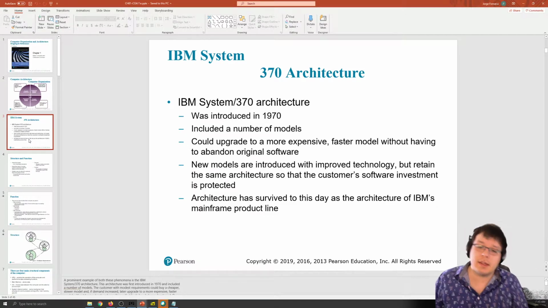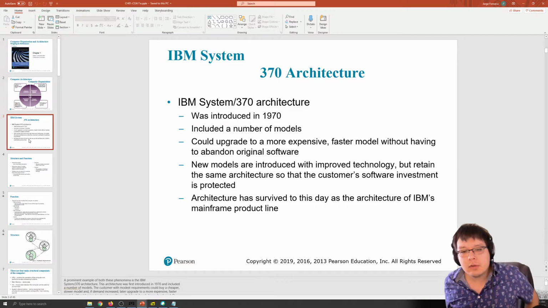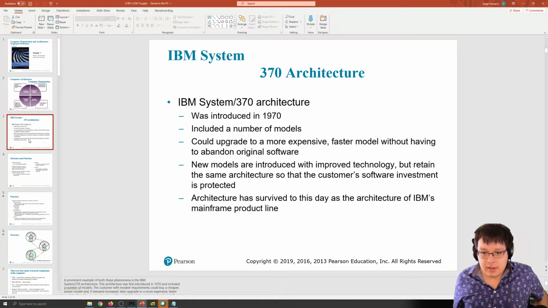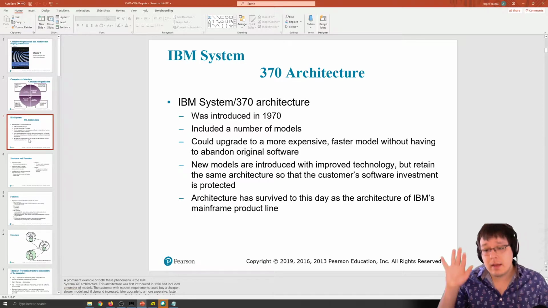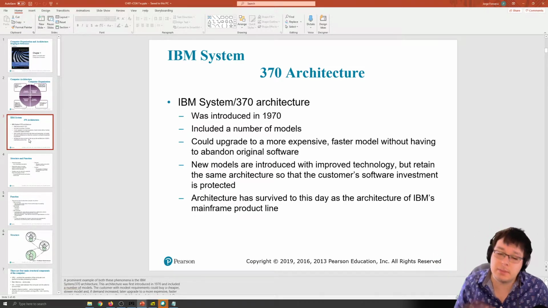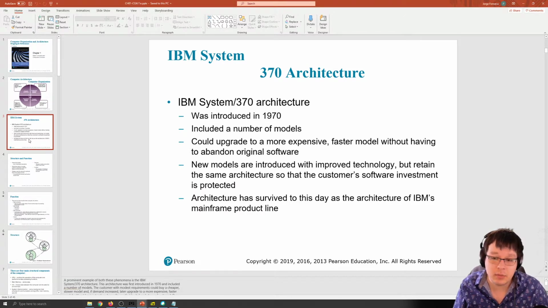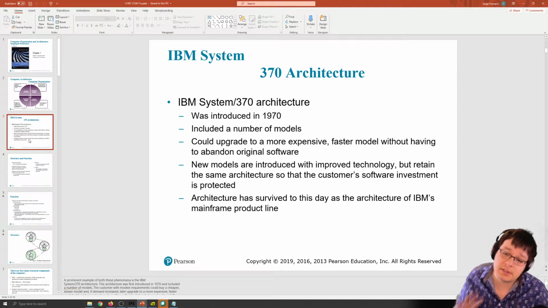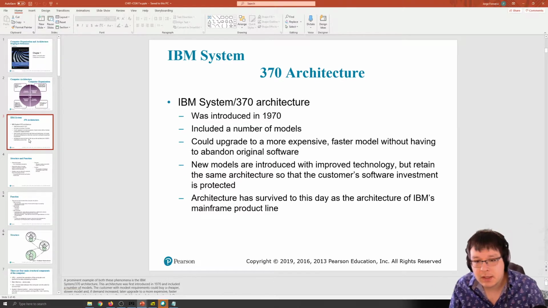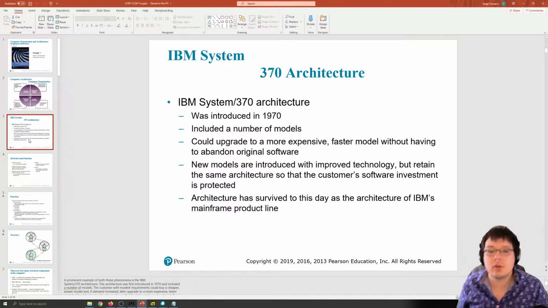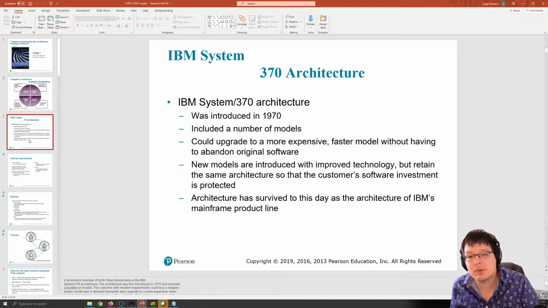But the cool thing is that when you wrote a program for the 370 architecture, it would work on any of these computers. Some of them would do it faster than others, but it would work on all of them, with the exception that memory is also a thing, right? I'm assuming the more expensive models have more memory, but that's beside the point, because you can buy that later on too. And that was actually a thing. It says you could upgrade to more expensive models without having to abandon software.